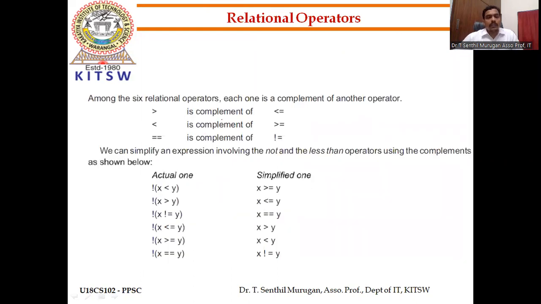So see here, it's a complement. For example, we are using 6 relational operators. Each one is the complement of another operator. So how can we write it? Greater than is the complement of less than or equal to. So the less than symbol is the complement of greater than or equal to.